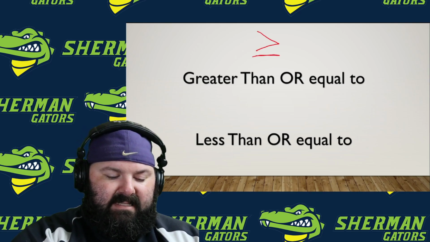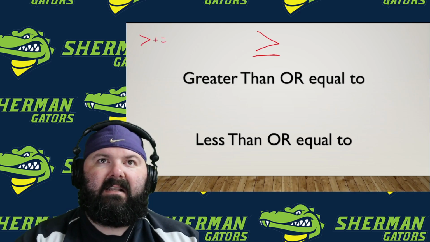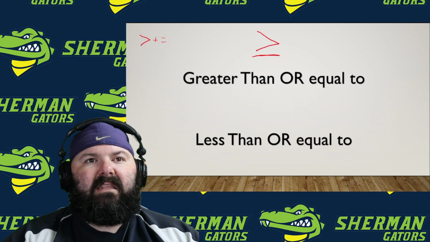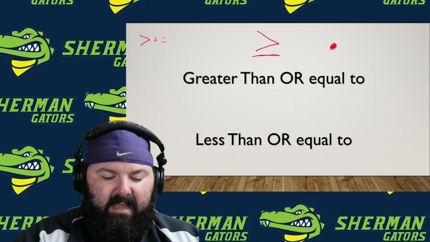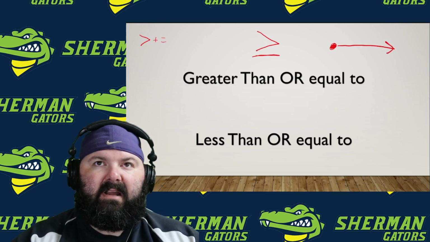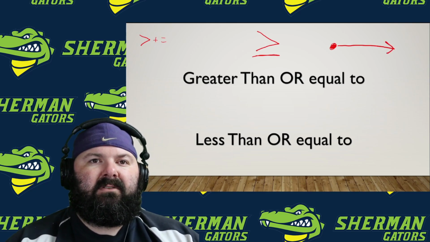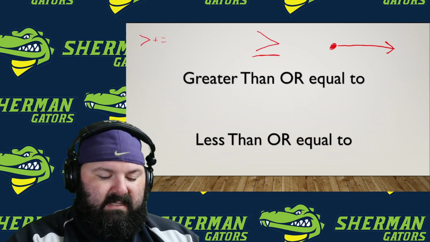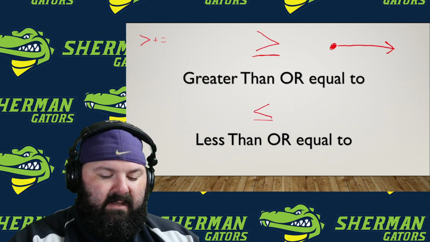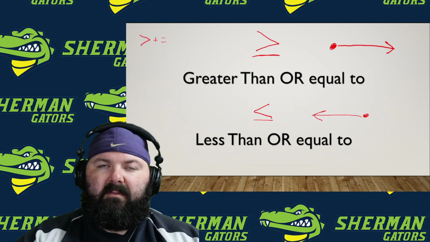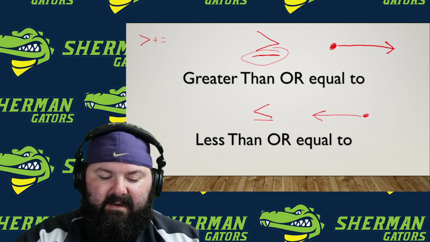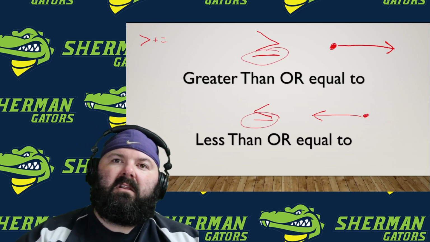Now, the way to think about this is it's kind of like greater than plus an equal sign is going to get us that. When you see the line underneath it, it's going to be a closed circle, and the arrow is still going to go to the right. Less than or equal to is the exact opposite, where it's going to be less than or equal to, and again, it's going to have a closed circle going to the left. So the big difference is this line here is going to tell you if it's open or closed circle.